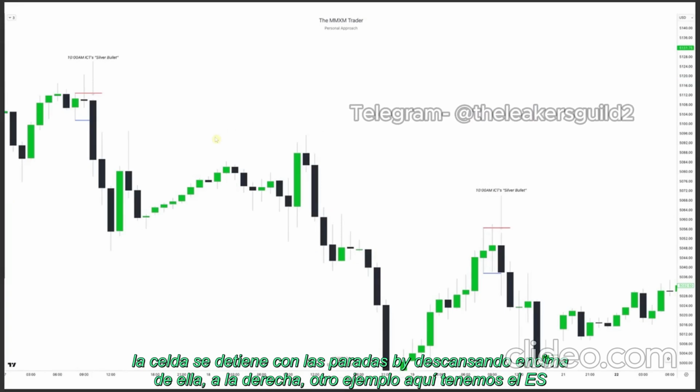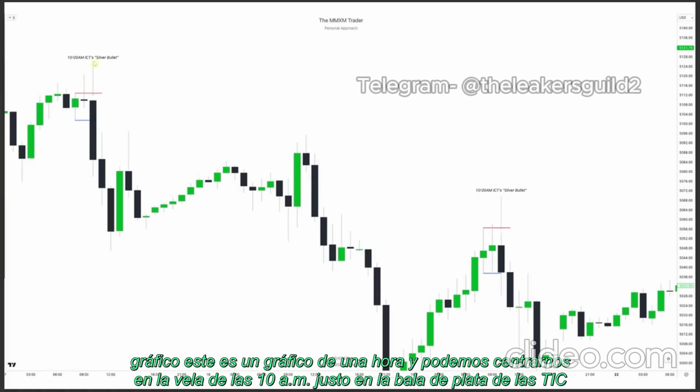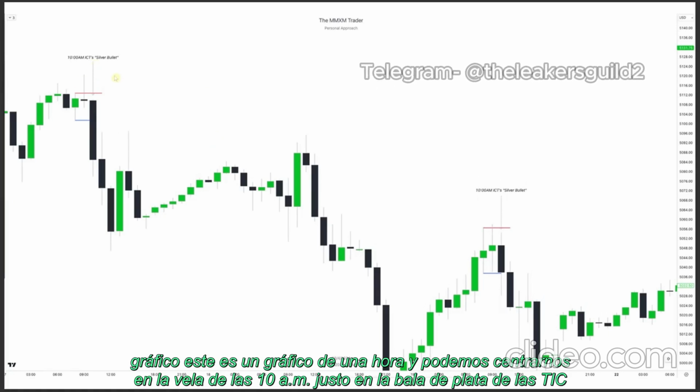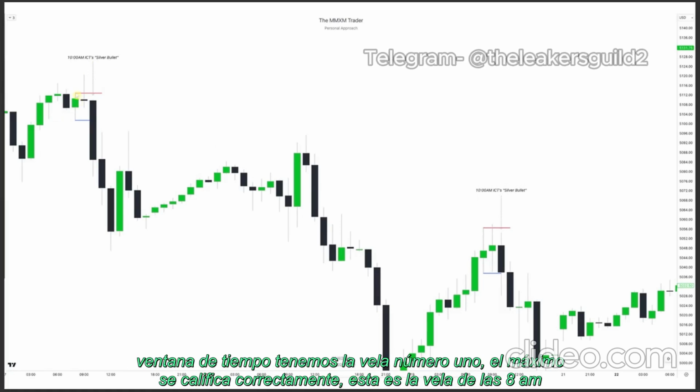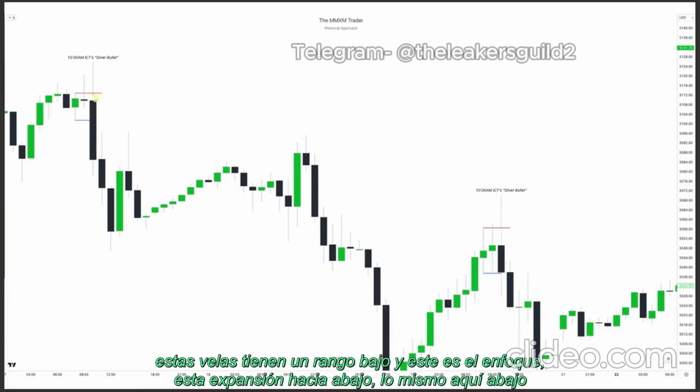Another example over here, we've got the ES chart. This is a 1-hour chart, and we can focus on that 10 a.m. candle, the ICT Silver Bullet time window. We've got candle number 1, the high gets raided. This is the 8 a.m. candle, raided by the 9 a.m. candle. Then price closes inside of this candle, so we now know we want to target this candle's range low, and this is the focus, this expansion down lower.